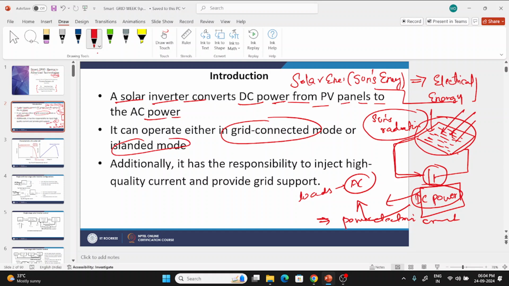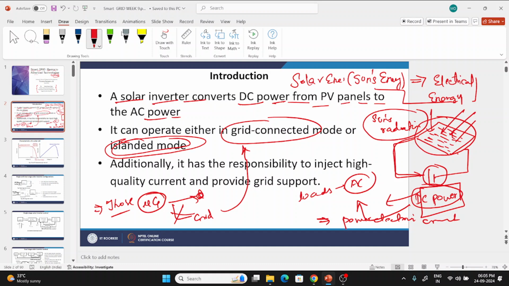I have already discussed what a grid connected mode is. Those microgrids which are connected to the grid are known as grid connected microgrids, and those microgrids which are not connected with any grid, or if somehow they got disconnected from the grid, work in an islanded mode of operation.